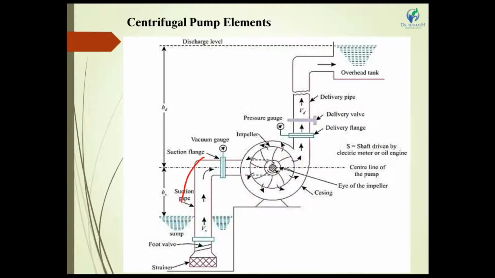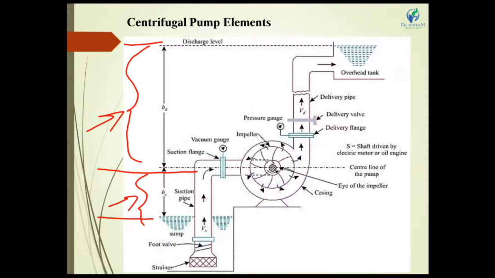This pipe is a suction pipe, where the water is transferred from the sump to inside the casing or pump. This height from the center of the centrifugal pump to the sump is called the suction head. Then from the center of the pump to the higher discharge overhead tank, this is called the discharge head. There is a suction head and there is a discharge head.